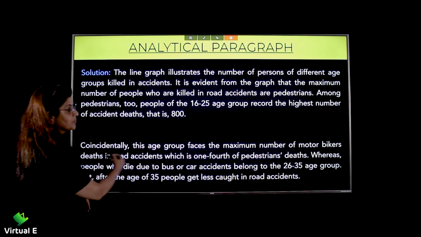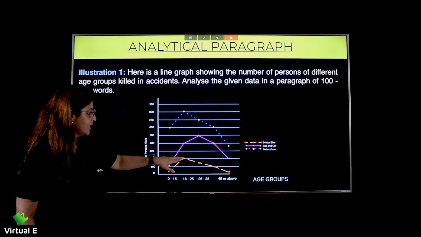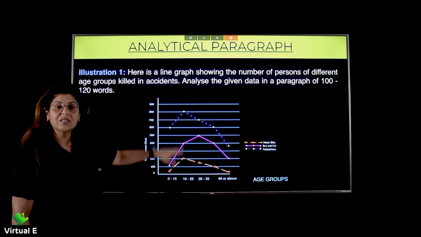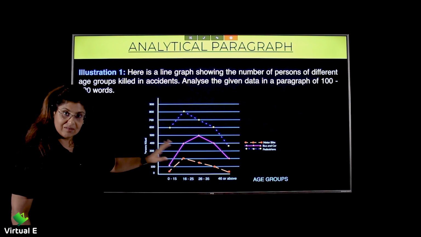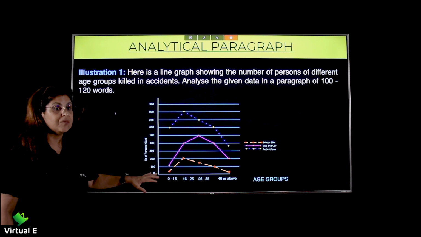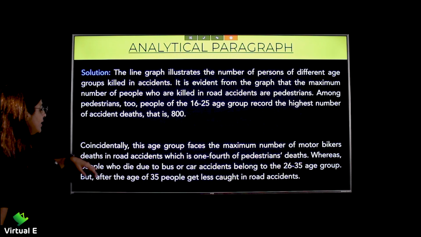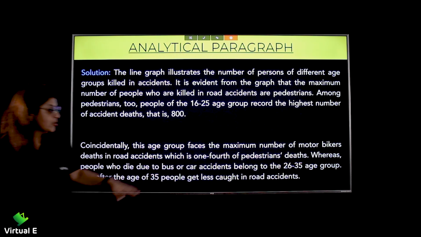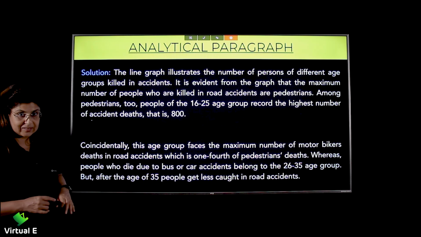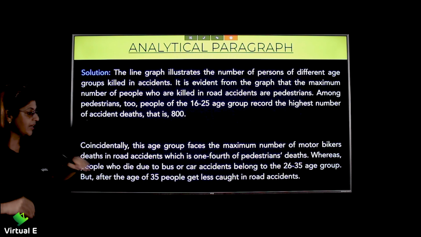So let's go back and see the motorbikers, right? Can you see? Here it is 200. So it is 1/4, right? Rightly put up. We are not changing figures. We are sticking to the information that has been given to us. Let's go back. Now, whereas people who die due to bus or car accidents. Now see, we are touching all the three that have been given to us, right?